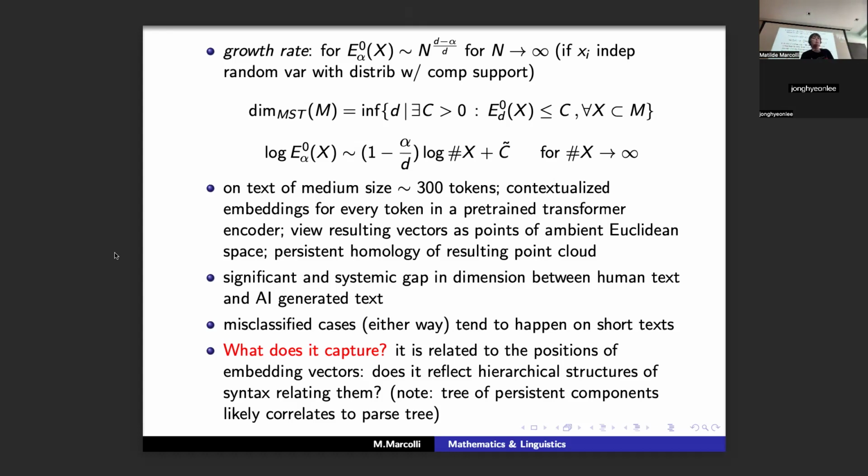And so this question is whether this dimension is in some way reflecting the hierarchical syntactic structures that go behind your combination, or your assignment of words. And this is a reasonable hypothesis to make, because these trees of persistent components usually correlate to some tree structure that's intrinsic in the data that you are describing. So it would be natural to assume that the underlying tree structure is the actual syntactic structure, and that this is reflecting different levels of depth of the syntactic trees. This is a hypothesis that one can make about interpreting this gap.